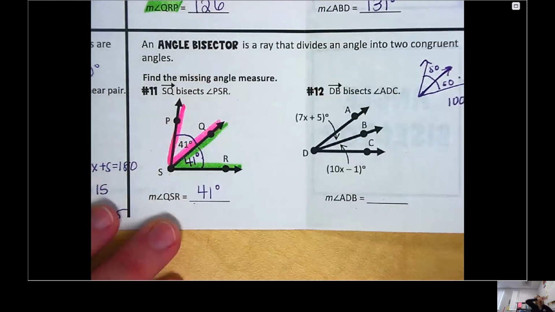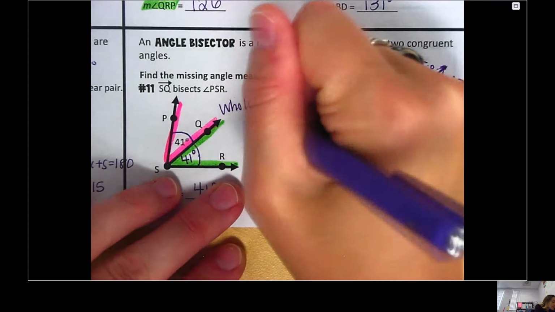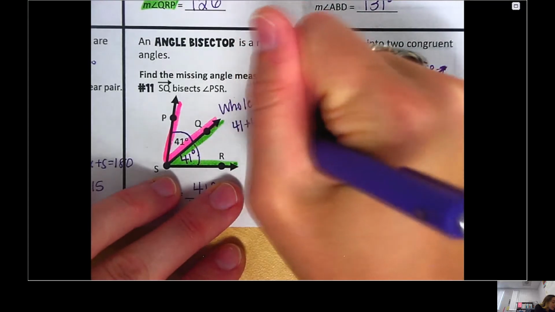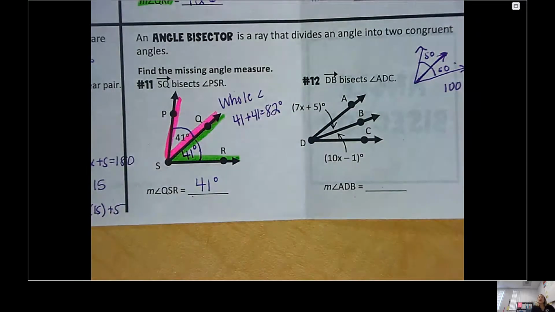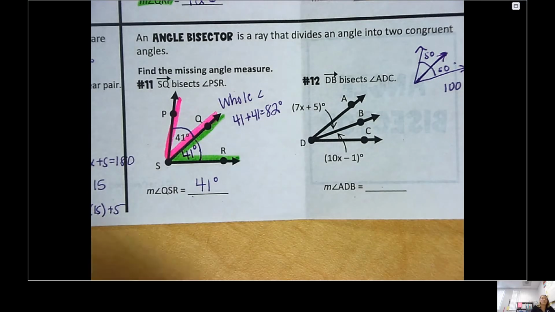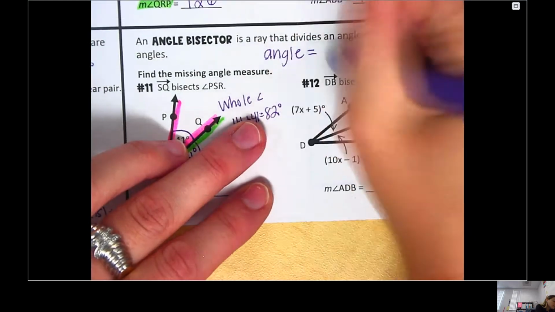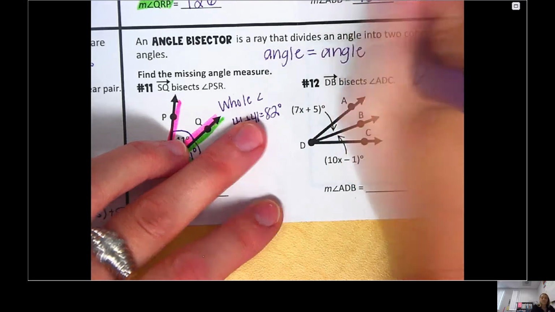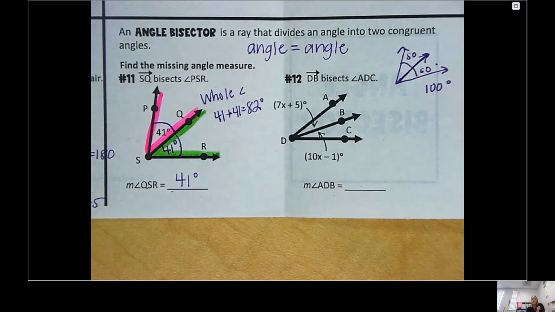But if I asked you for the whole thing, what would the whole angle be? 82 degrees, exactly. So the whole angle is 41 plus 41. And that's it. So when we talk about angle bisectors, we are taking the two angles, and since they're the same, we are setting them equal. So we're going to take one angle and set it equal to the other angle. Setting them equal.